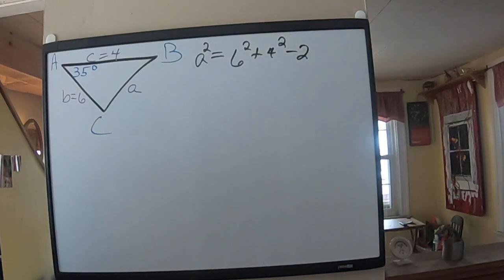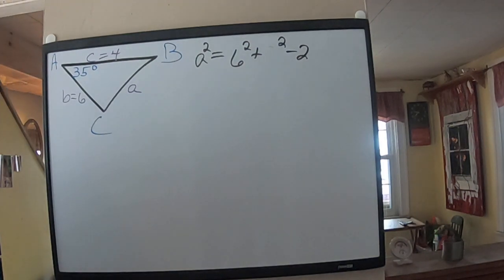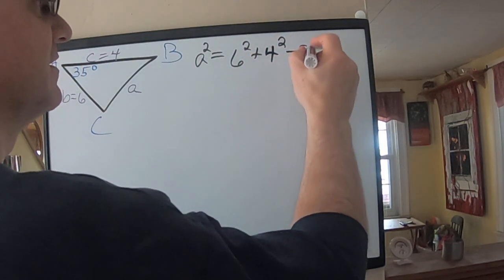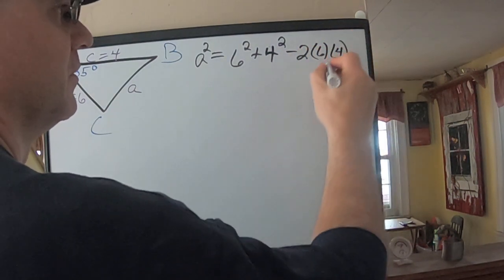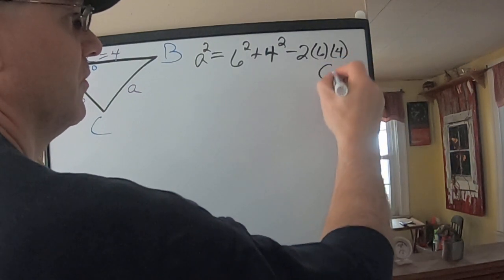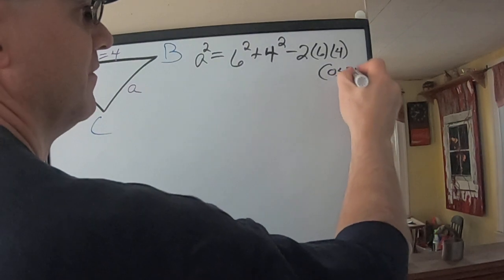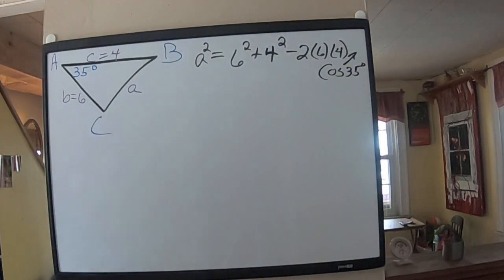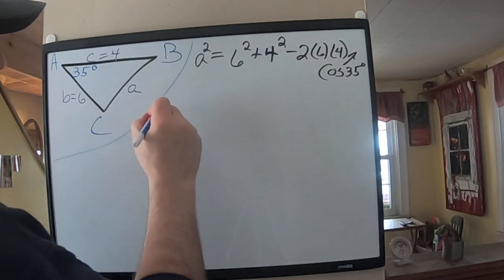I want to fix that 4, it's a little too small. That's better. Minus 2 times 6 times 4, and up there I need cosine of 35. That's supposed to be up here. I just ran out of room. Gotta use a smaller marker. So let me just cordon that off.